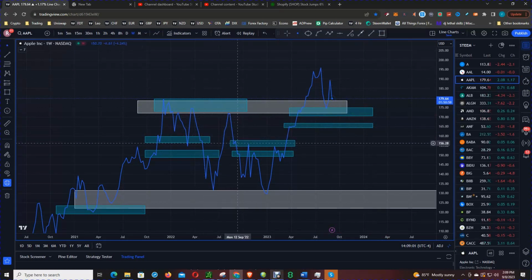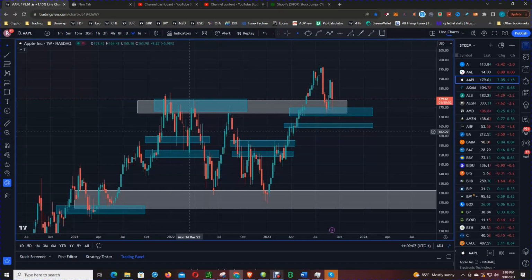Again, drop, base, rally, base, rally, base. So drop, base, drop, worked out. Drop, base, drop, did not work out. So the upper zone worked out. And in this case here, rally, base, rally, base, rally. This was good for a decent move higher, right?